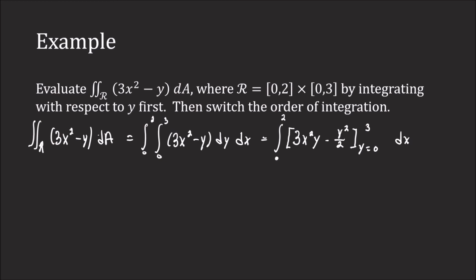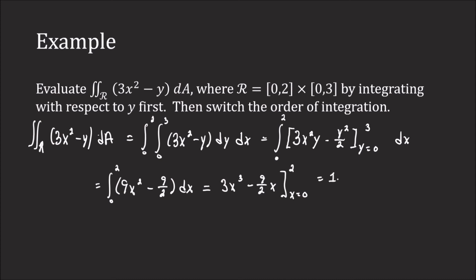And then we'll integrate that with respect to x. Right, so we'll have the integral from 0 to 2 of 9x squared minus 9 halves, and then with respect to x. So now we can just integrate this like normal, so we'll have 3x cubed minus 9 halves x. This is evaluated x equals 0 to 2, and when you evaluate that, you get 15.